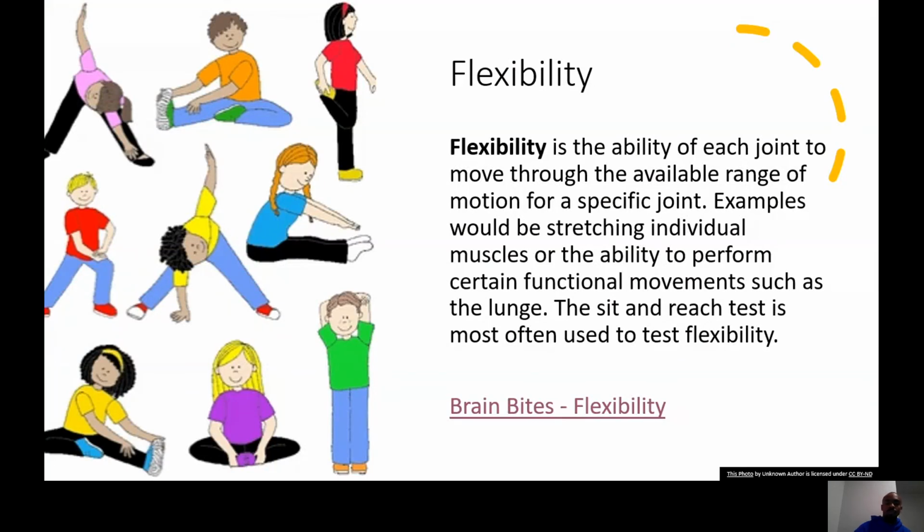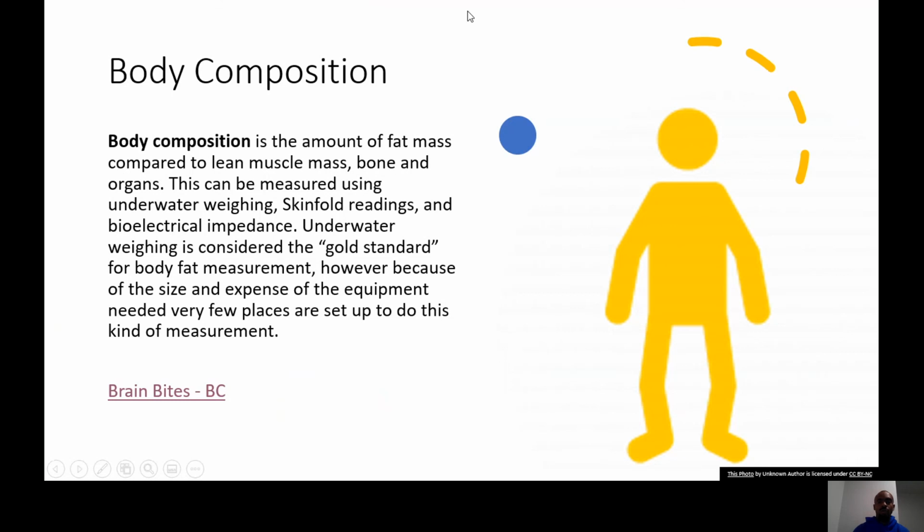The last aspect we discussed was flexibility, and now we are going to tap into body composition. So body composition is the amount of fat mass compared to lean muscle mass, bone, and organs. This can be measured using underwater weighing, skin fold readings, and bioelectrical impedance. Underwater weighing is considered the gold standard for body fat measurement.